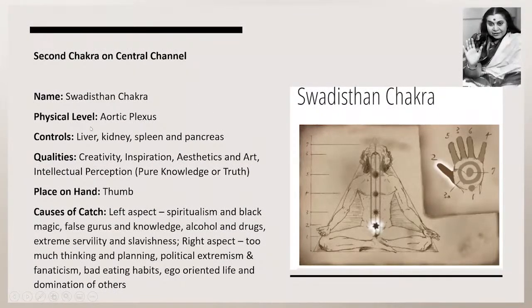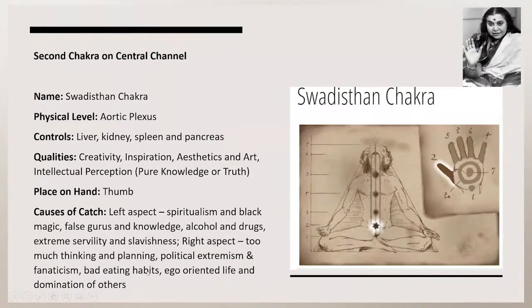If you don't remember the name of the second energy center, that's not a problem, but let's talk a little bit about it. As you see in the diagram, the thumb represents the Swadhisthana Chakra. At the physical level, it is called the aortic plexus, and it controls various organs of our body, including the liver, kidney, spleen, and pancreas. What are the qualities of this energy center? Creativity, inspiration, aesthetics, art, intellectual perception, pure knowledge or truth. These are the qualities we achieve when our Swadhisthana Chakra is cleansed.